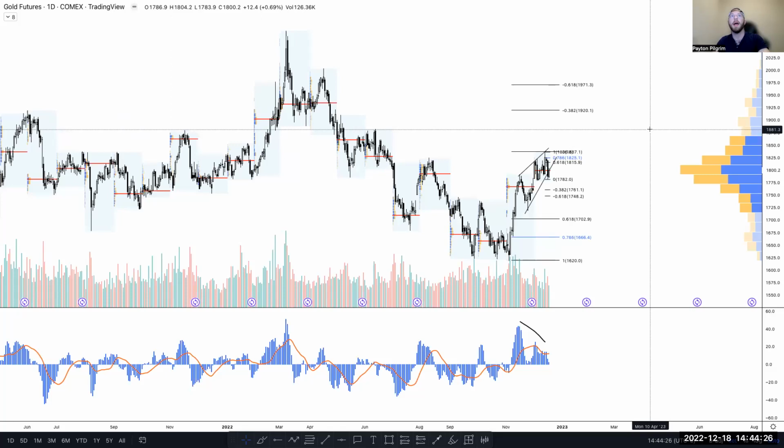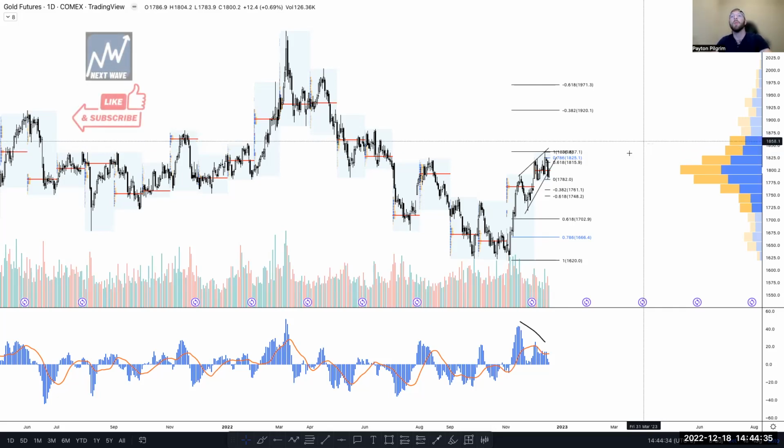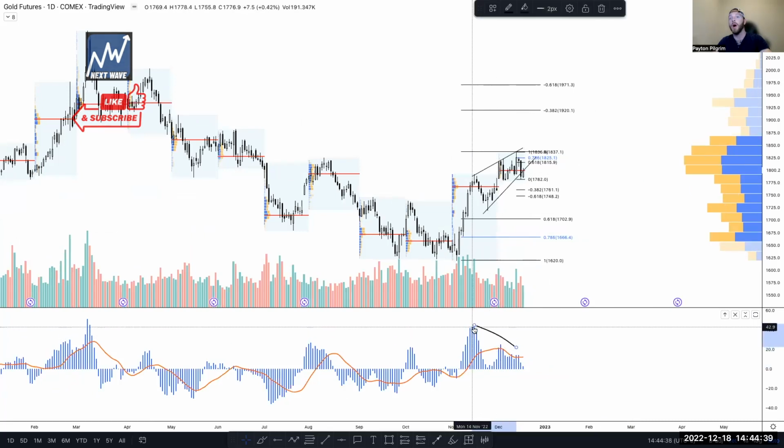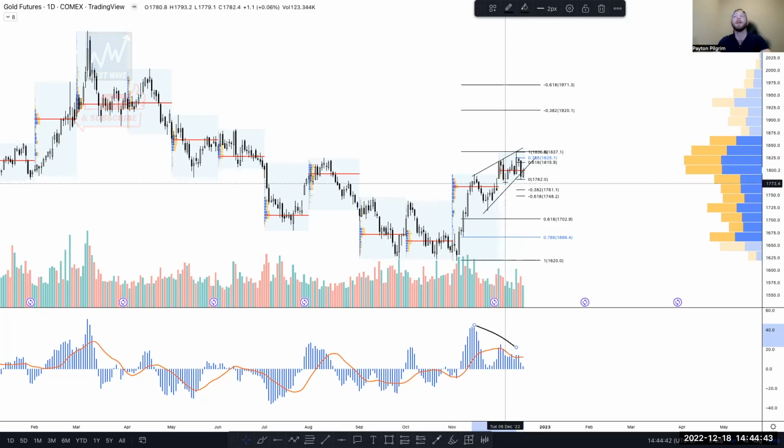Okay, so we're looking at the gold futures. Prices are going to be a little bit different than what they are going to be on your brokers, but the price action should be very similar. We're here on gold, and you can see that the divergence has been there for a while. Since November, really, the market made this high, and it just hasn't quite made a correction.